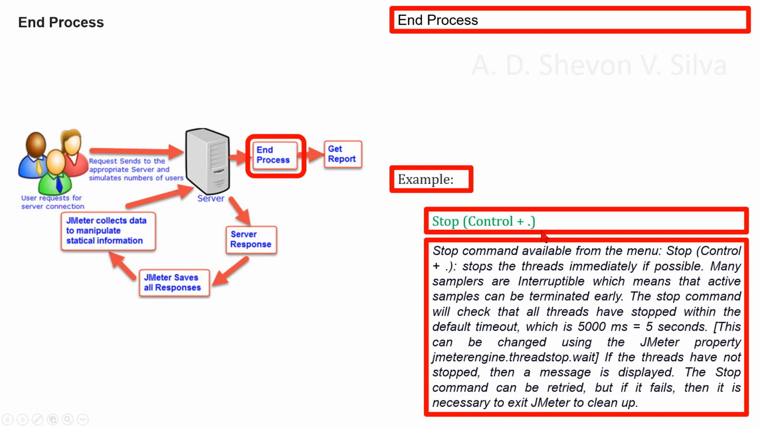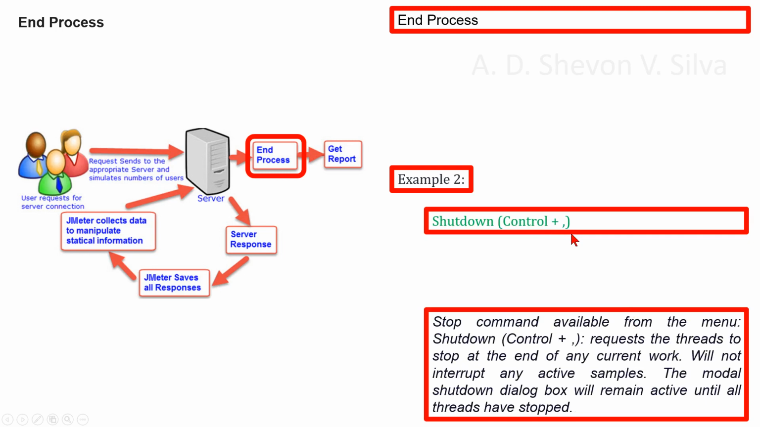As an example 2, we can consider the shutdown command, Control comma. The shutdown command is available from the menu. It requests the threads to stop at the end of any current work and will not interrupt any active samples. The modal shutdown dialog box will remain active until all threads have stopped. If shutdown is taking too long, close the shutdown dialog box and select Run, Stop, or just press Ctrl plus dot.